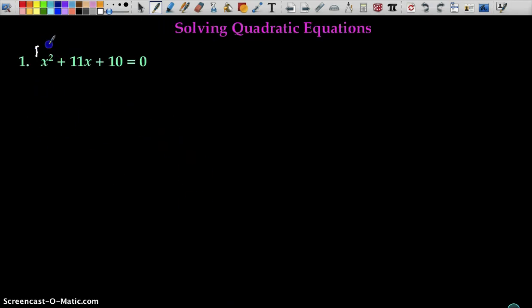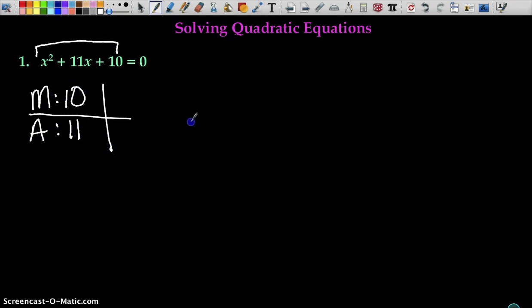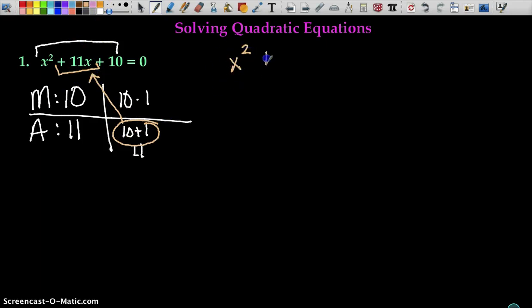Remember how to do this? Multiply first and last terms. So multiply to give you 10, add to give you 11. I'm going to go through this kind of quickly to save some time, so if you need to review it, you need to either go back and rewatch the video or look in your notes. Factors of 10 are 10 times 1. When we add 10 and 1, we get 11. So what that means is we are going to replace our middle term right here with our two numbers from here. So we get x squared plus 10x plus x plus 10 equals 0.